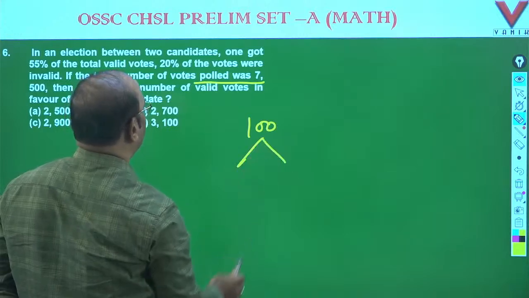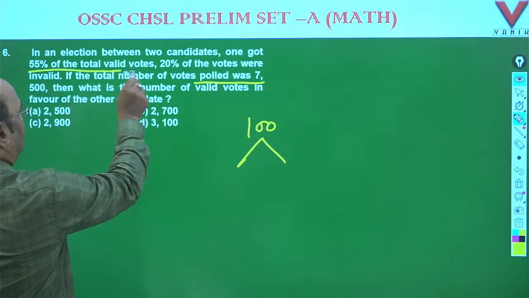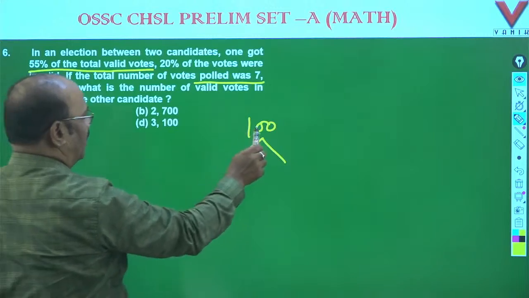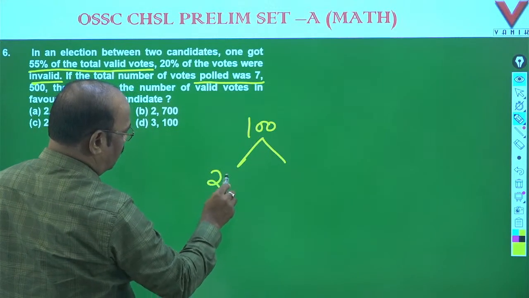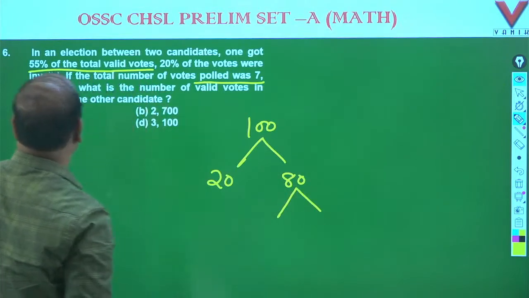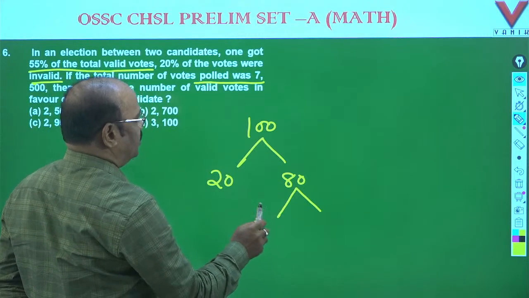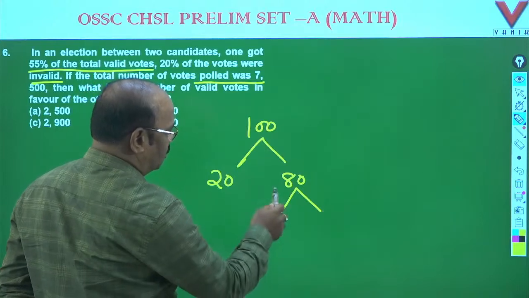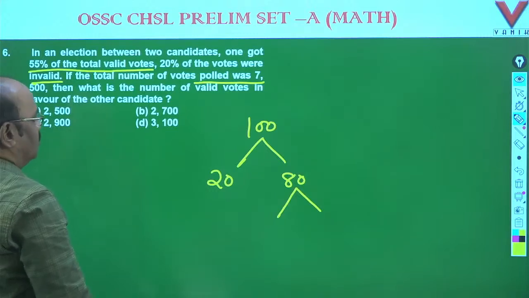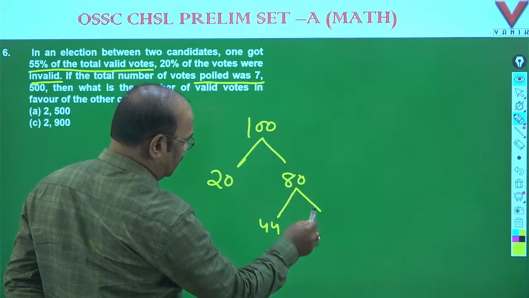One candidate got 55% of the total valid votes and 20% of votes were invalid. Out of 100 polled votes, 20 votes are invalid and 80 votes are valid. Out of 80, 55% is the winning candidate and the losing candidate gets 45%. 55% of 80 is 44, and 45% of 80 is 36.